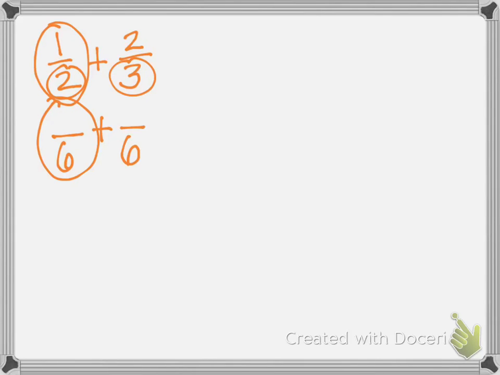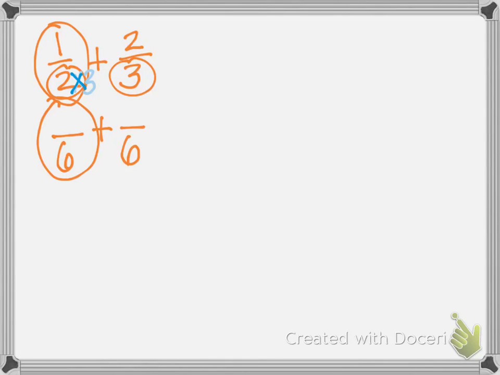Let me get a different color here. So 2 times what is 6? 2 times 3 is 6. Let me get a darker color than that. And so 2 times, oh goodness sakes. Sorry about that, let's just fix that.